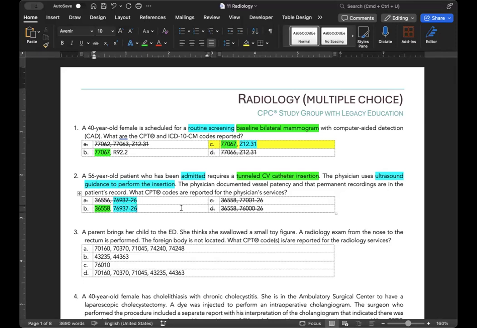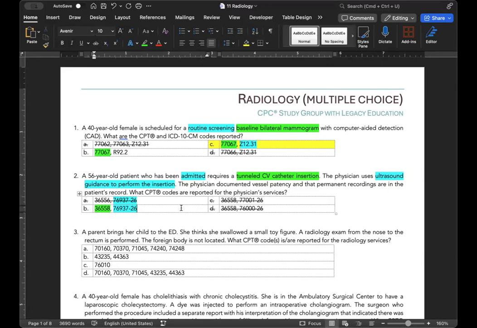Now, does everybody know the difference between tunneled versus non-tunneled catheters? Does anybody want me to go through the difference of them for you? Yes, if you could, please. Okay. So a tunneled catheter is going to go more under the skin, and it's going to be used long term. And then your non-tunneled catheter is going to go directly into a large vein, and that is used for short term. So tunneled is long term, non-tunneled is short term.